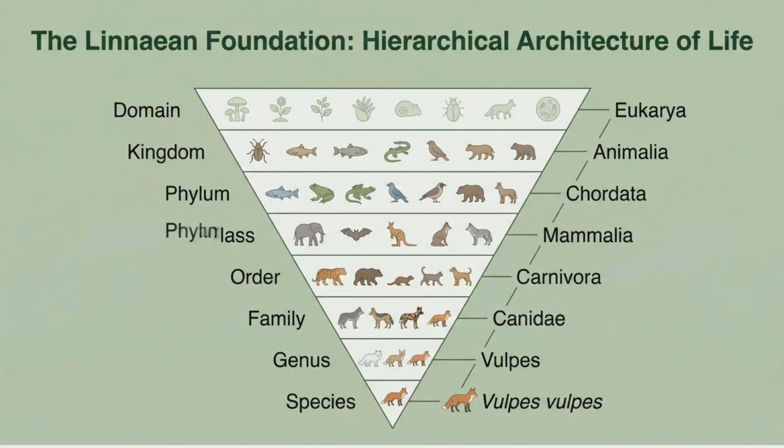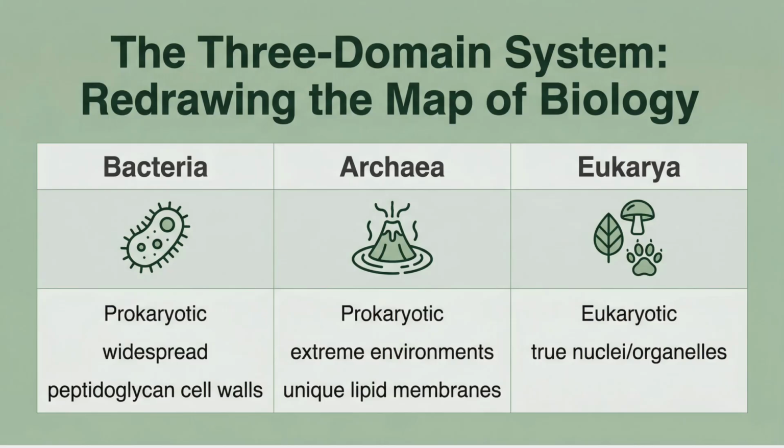As we move downward, the categories get more specific. So a red fox, for example, is narrowed from Eukarya to Vulpes vulpes, which helps scientists communicate clearly about relationships and identity. Here we redraw the map of biology with the three-domain system. Bacteria and archaea are both prokaryotic but differ in habitat and cell membrane chemistry, while Eukarya contains organisms with true nuclei and organelles. Recognizing these fundamental divisions reshapes how we understand evolutionary history and the major biochemical differences that define life's broadest branches.